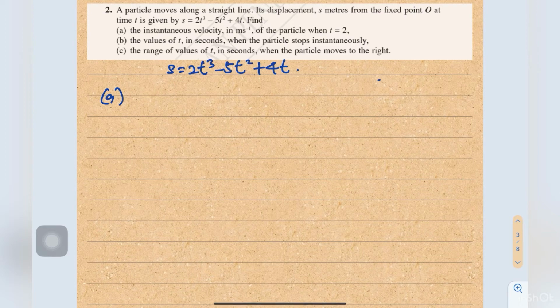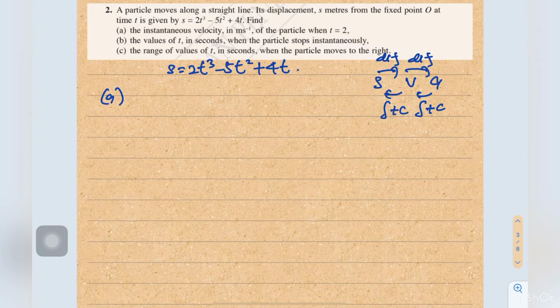First of all, you do the S-V-A diagram: differentiate this one, integrate, don't forget plus C. Then integrate another time. So now this is your S.